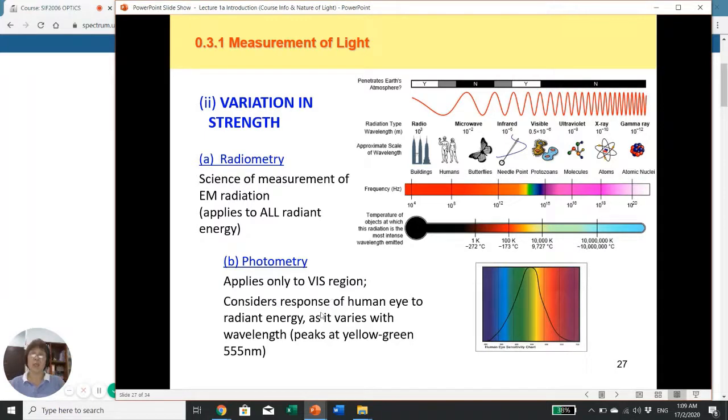In other words, we have one more factor to consider here, which is the range in which our eye can respond, and our eye responds differently to different colors as well. The peak response is in the yellow-green region, as this curve tells us the response of the eye to different colors. At about 555 nanometers, which is around here, our eye responds very well.